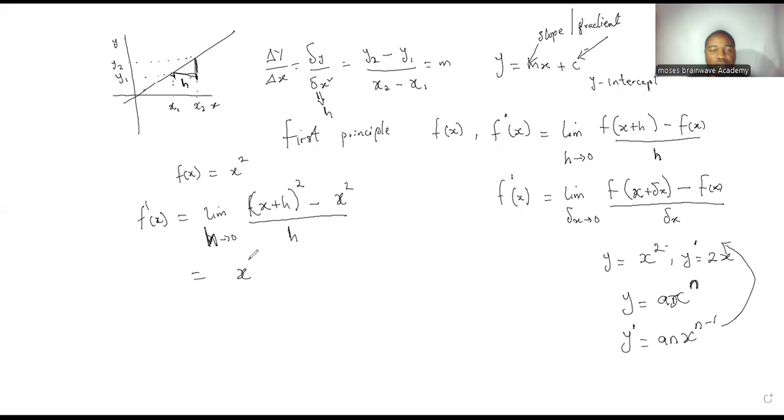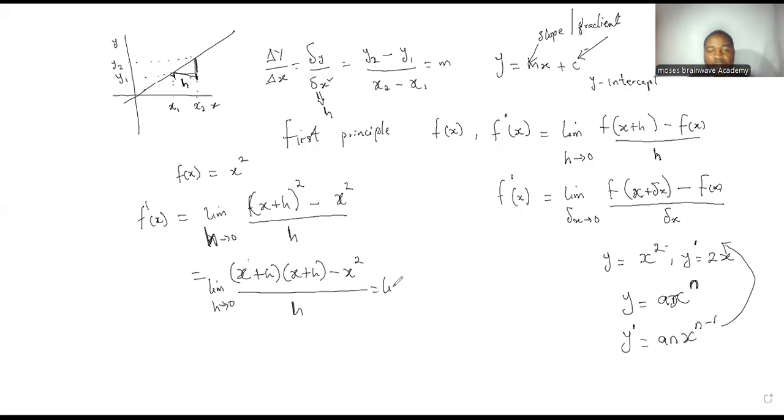I'm going to get 2 of this particular function, x plus h, then minus x squared upon h. Now I can use the Pascal triangle, I can use the binomial expansion. I can just expand this as a quadratic function. I'm going to get the same thing, right? So the limit still stands.